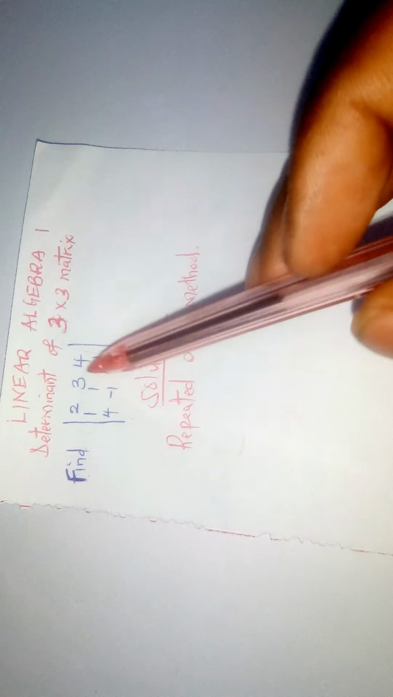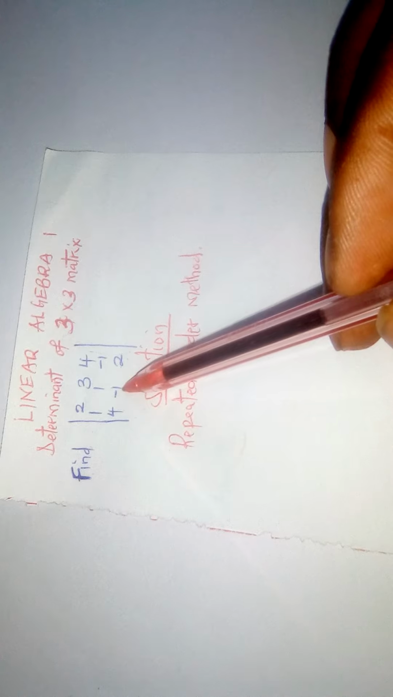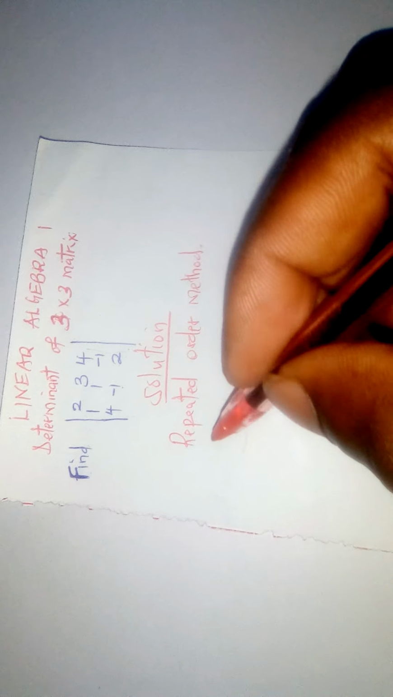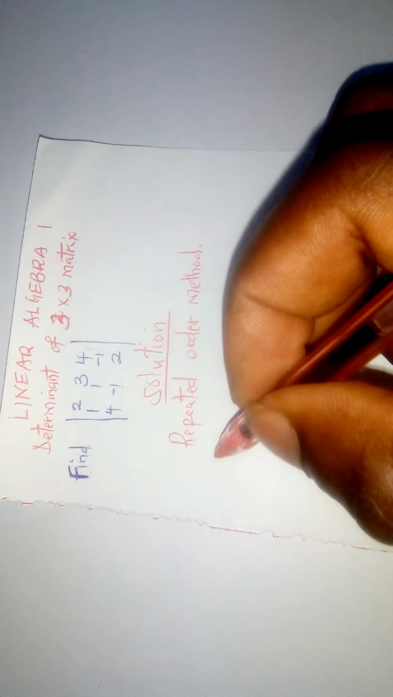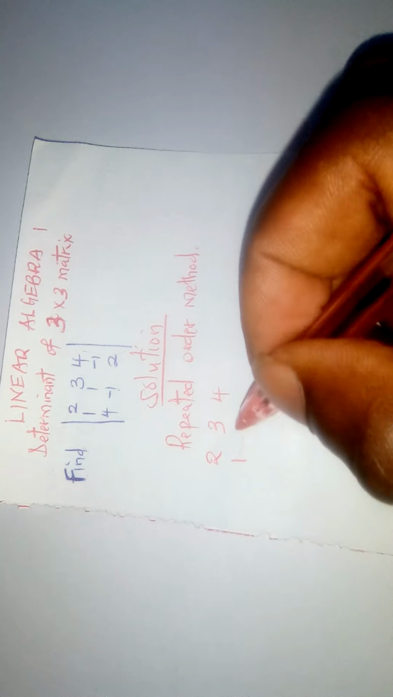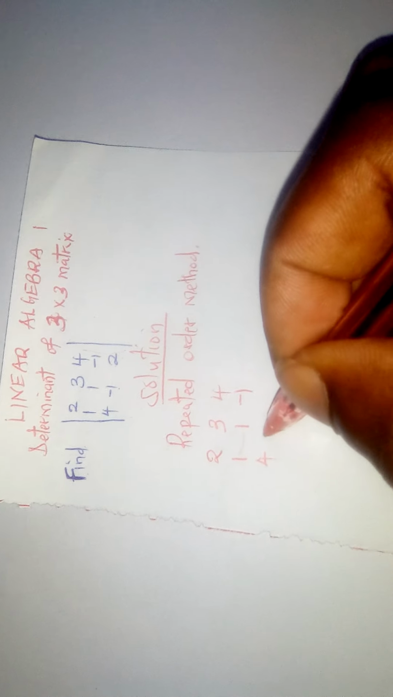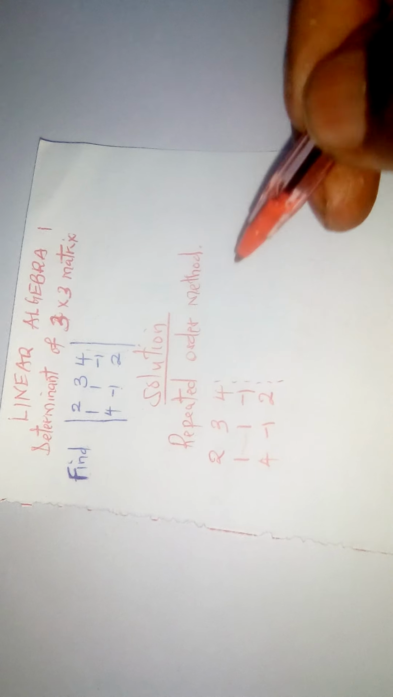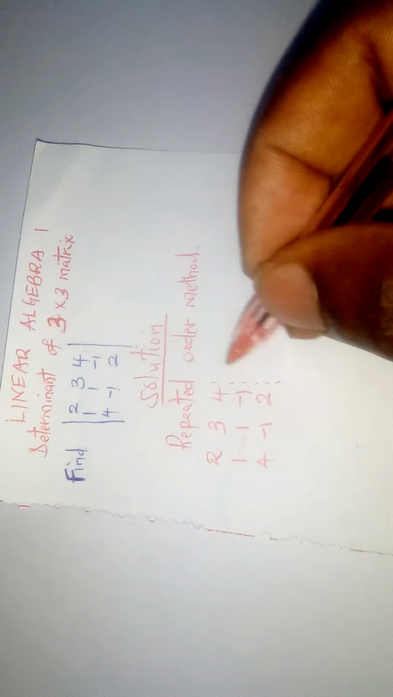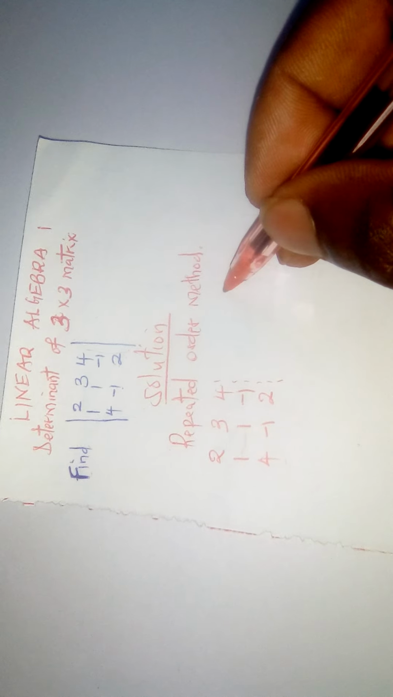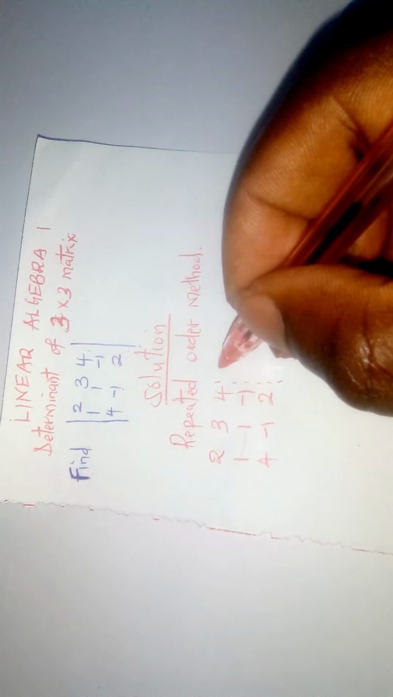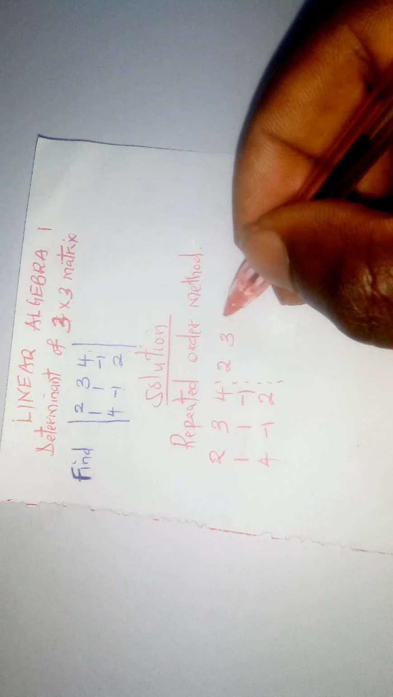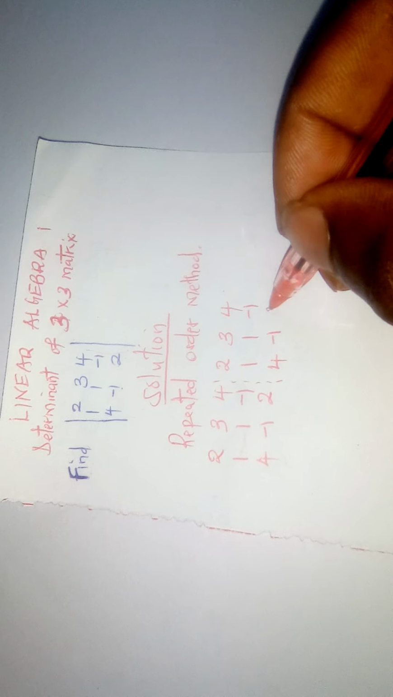You are required to write the matrix the way it is, then you just repeat it. So I'll come here and write the matrix the way it is: 2 3 4, 1 1 negative 1, as well as 4 negative 1 2. Then you repeat it. Don't repeat it down here; you just join it continuously. So I'll join it: 2 3 4, 1 1 negative 1, as well as 4 negative 1 2.